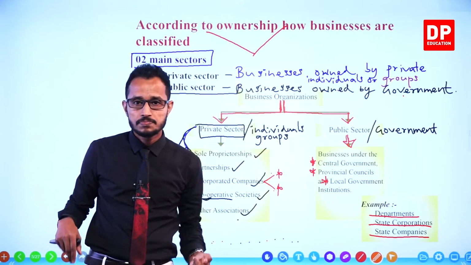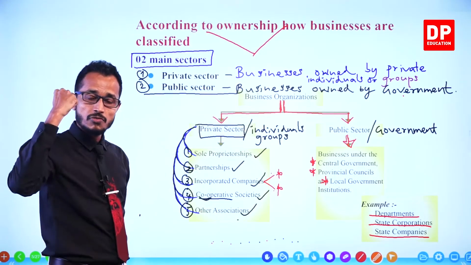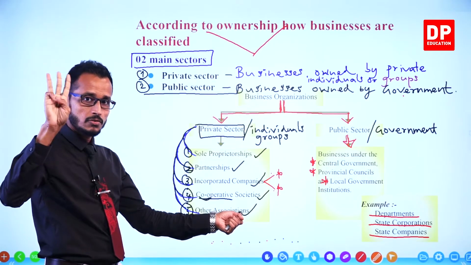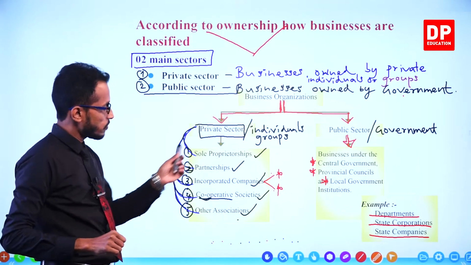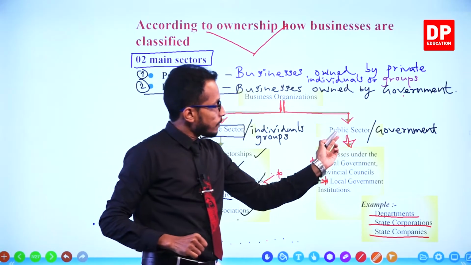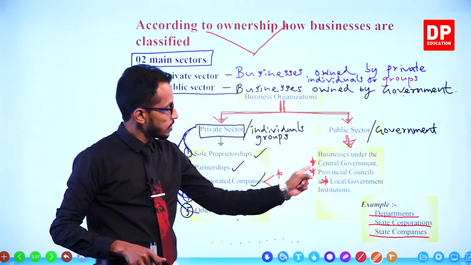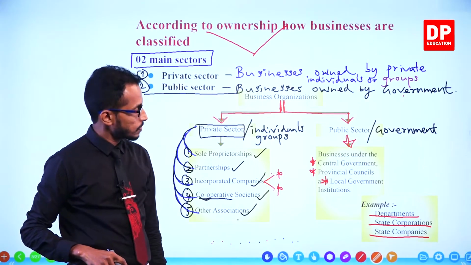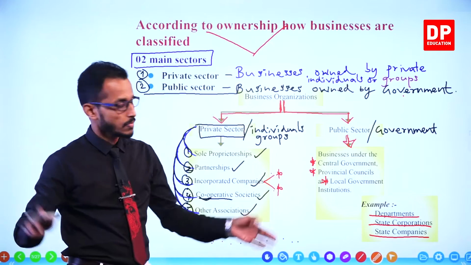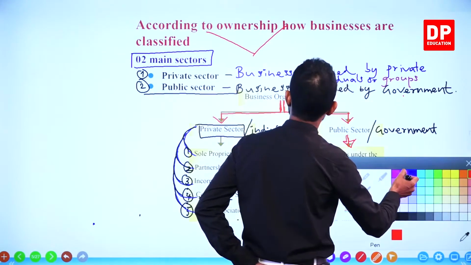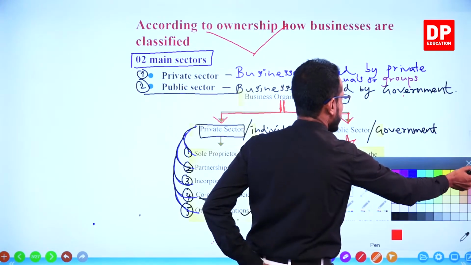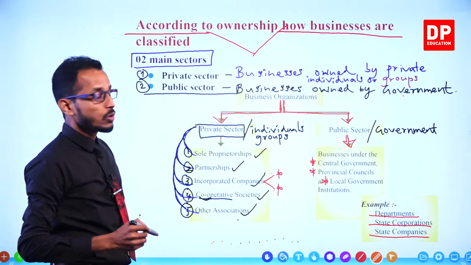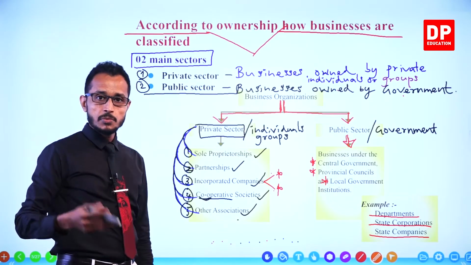Private sector, public sector. Under private sector, how many types of organizations? Under private sector, children? 3, 4, 5. 5 types of organizations. Under public sector, 3. Central government organizations, businesses under provincial councils, and under local government. Okay? Done. So, this is the classification according to ownership. According to ownership. Shall we move on?